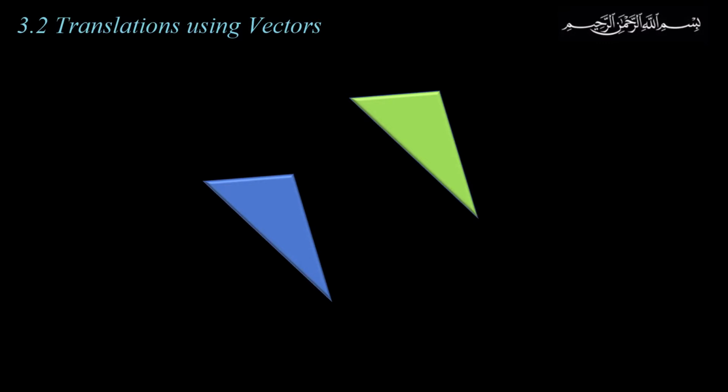Now, if we could label the vertices of the triangle like this, let's say triangle ABC, that's going to be the pre-image, and triangle A prime, B prime, C prime, that's going to be the image. So I've taken triangle ABC and I have translated it, and the new image is the triangle A prime, B prime, and C prime.